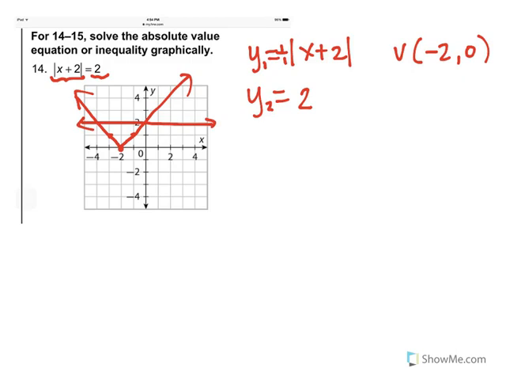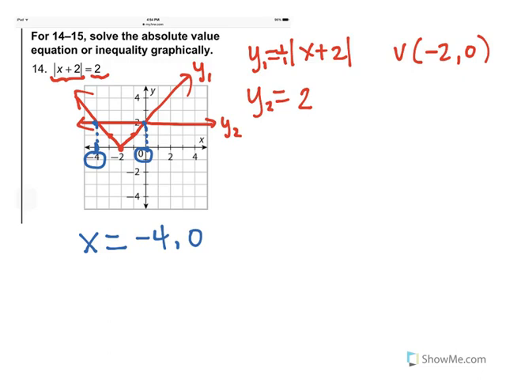And now where the intersection is for the two functions, so this is y1, and this is y2, where they meet is actually the solution. So you can see that the two graphs meet right here and right here. So the matching x value for these two would be at -4 and 0. So x is actually equal to -4 and 0. Now that's solving it graphically.